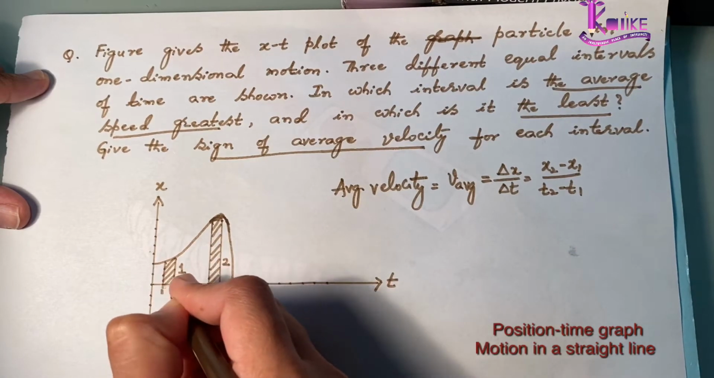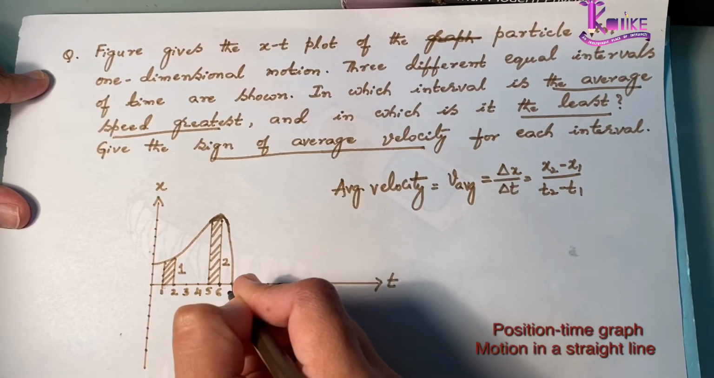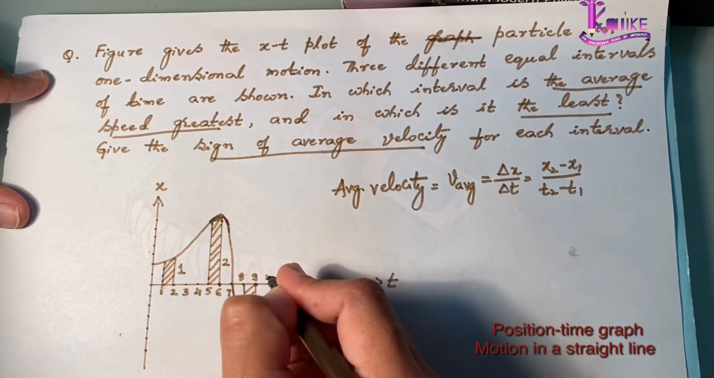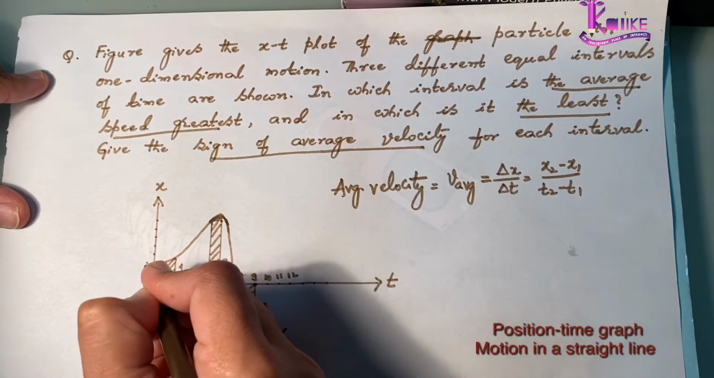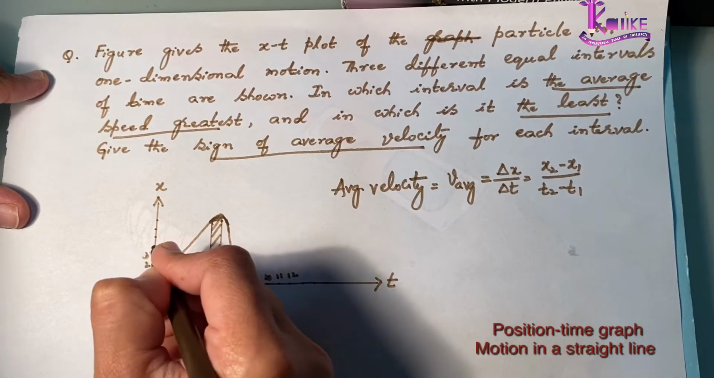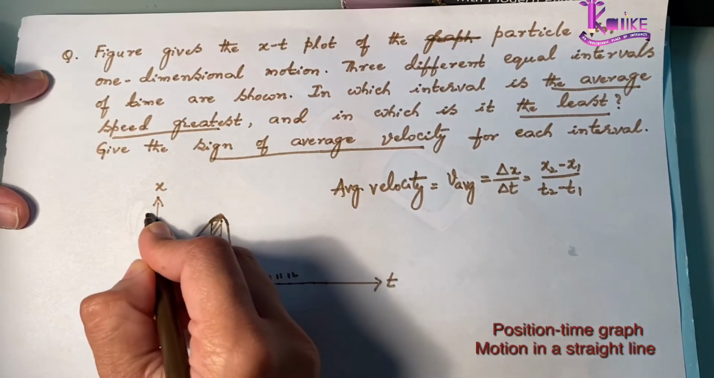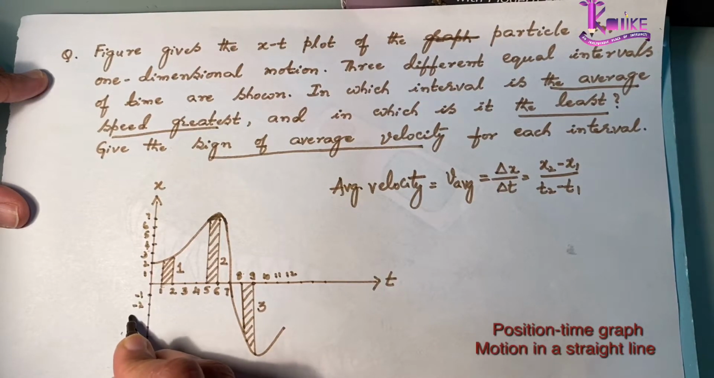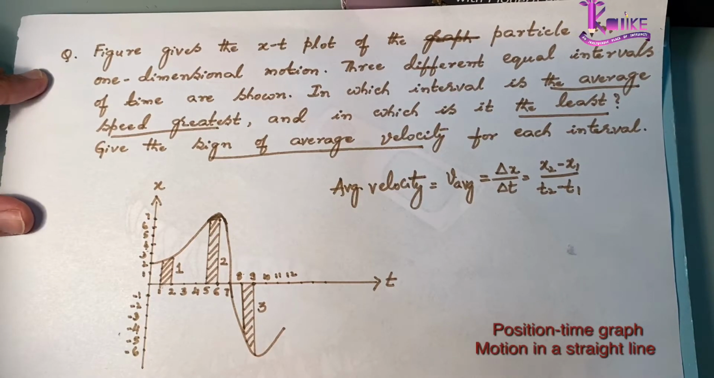Let me call this 1 second, 2, 3, 4, 5 seconds, 6 seconds, 7 seconds. I write this above, 8 seconds, 9 seconds, 10, 11, 12. Similarly, I graduate here, 1, 2, 3, 4, 5, 6 and 7. Similarly, this will be -1, -2, -3, -4, -5 and -6. So now it will be easy for you to calculate the average velocity.